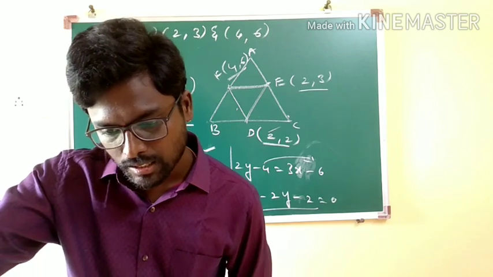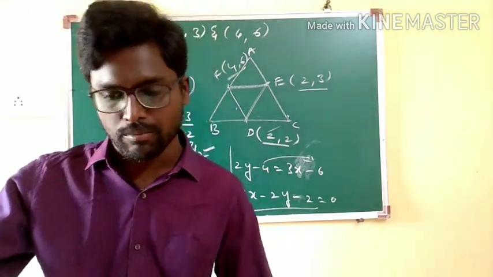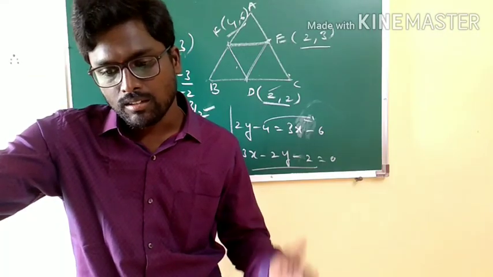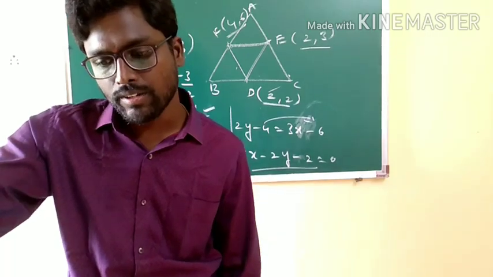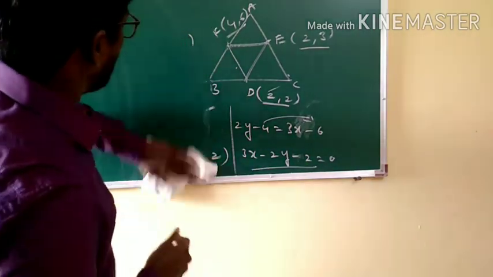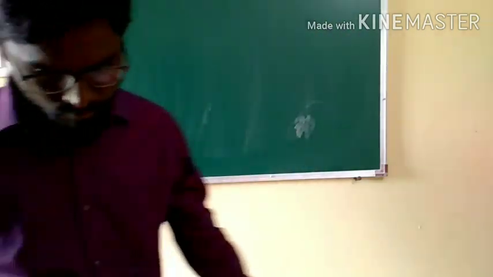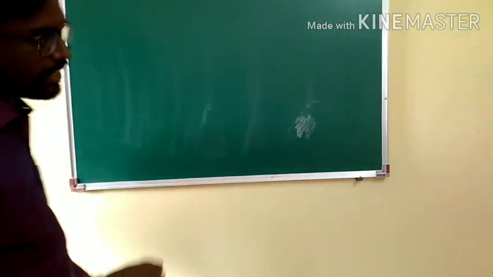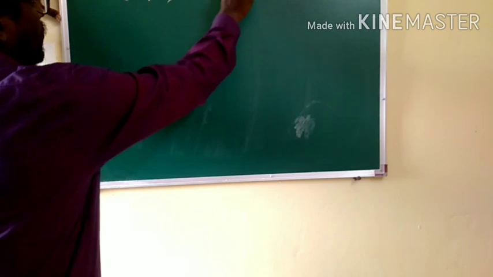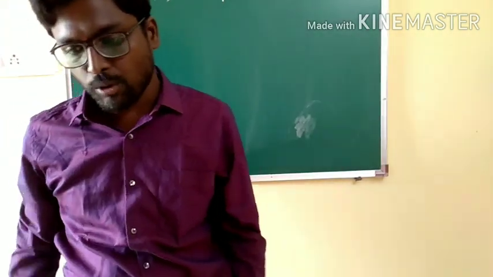Okay, fine. Here I'm going to give you another problem for home task. Please note it down. Little complex, but please try it. The opposite angular points of a square are 2 comma 0 and 5 comma 1. Find the remaining points.